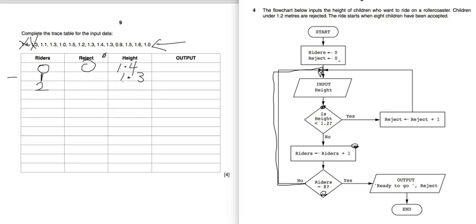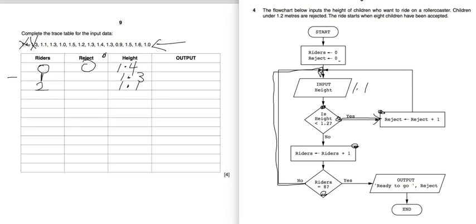Next value is 1.1. So we write that in our height variable column. Is the height less than 1.2? Yes, it is. The height is 1.1. So we then follow this part of the flowchart. We're here. The reject variable becomes equal to reject plus 1.